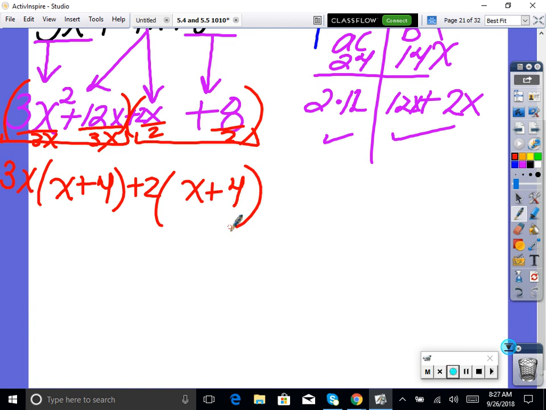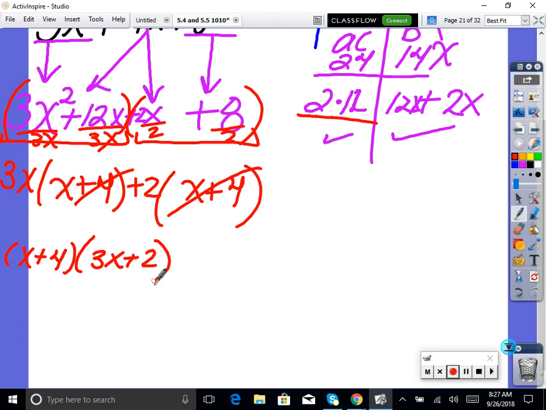Now here's the thing, guys. If you get to this point and this isn't the same inside, you've picked the wrong factors or you've just messed up somewhere. Okay, so I pull out x plus 4. So then it divides out, leaving me with 3x plus 2. And we're done.